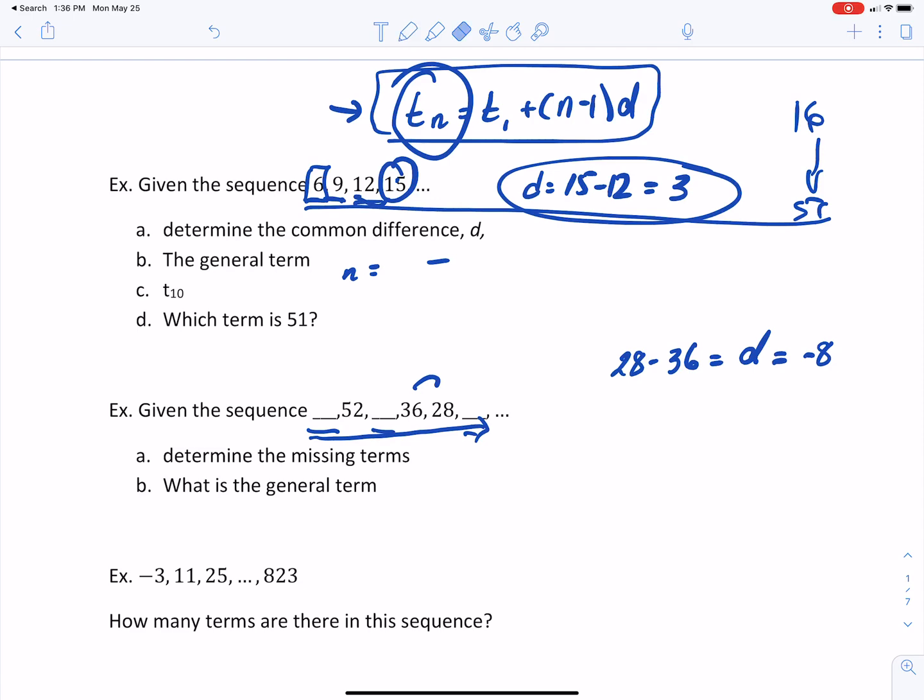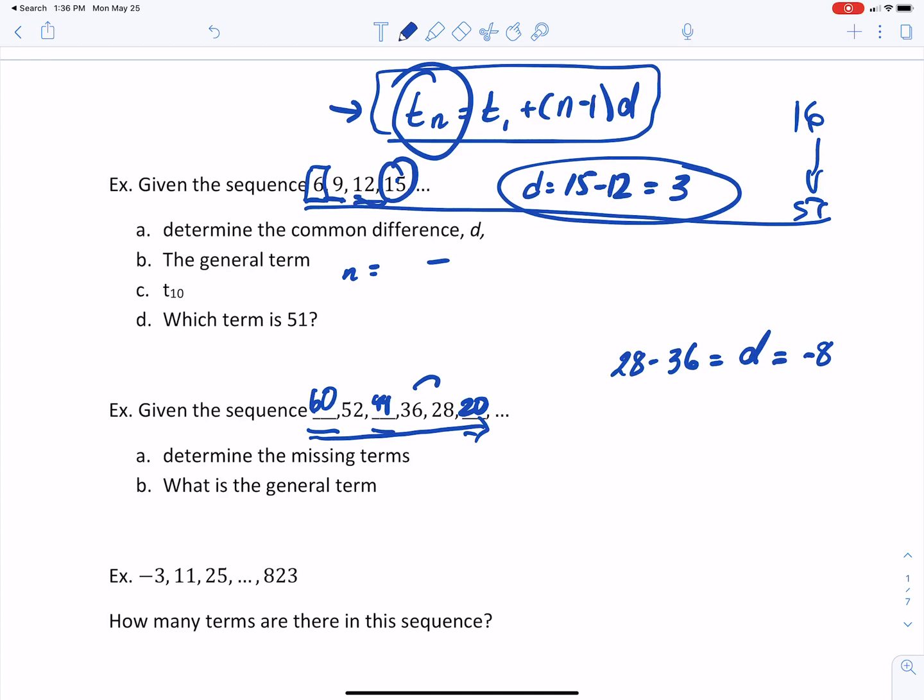So every time, as I go along in my sequence, I'm decreasing by 8. So this must have been 60. Less 8 is 52. And if I take away 8 from that, I'm going to get 44. Minus 8 is 36. Perfect. That works out. And then down here, I'm going to get 20.